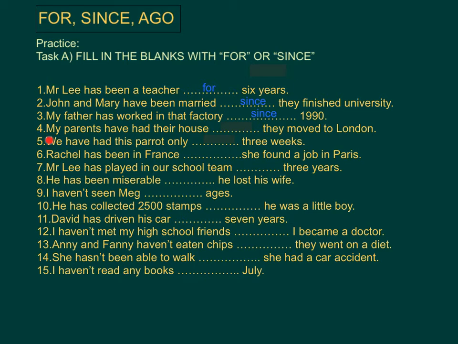Number 4. My parents have had their house since they moved to London. This represents a point in time. Number 5. We have had this parrot only for 3 weeks. 3 weeks is a length of time. That's why we use for, much like 6 years is also a length of time, which is why we also use for. Now please take a moment to finish the rest of the practice.